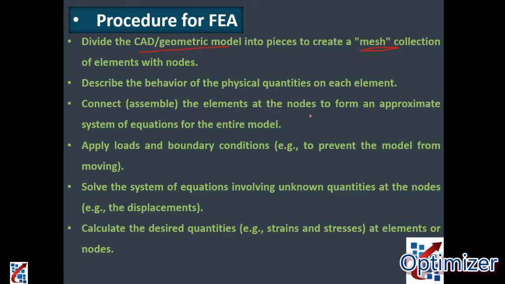After that, connect the elements at the nodes to form an approximate system of equations of the entire model. Then you need to define the boundary conditions and loads on that object or the elements. Then you need to solve this, and finally you calculate the desired quantity, like strains, stresses, displacement, whatever you require, at elements and nodes. So this is the procedure. It starts from importing the CAD model, meshing it, defining the physical behavior of the object. After that, connection, then boundary conditions, and after that solving it and getting the result. Now this procedure is simplified in the next slide like this.